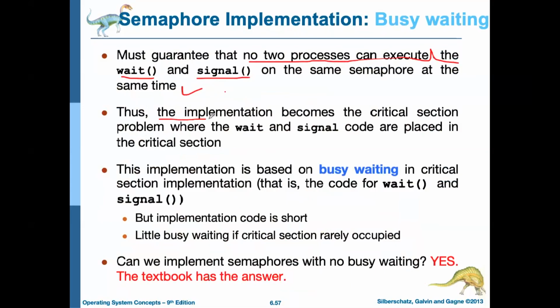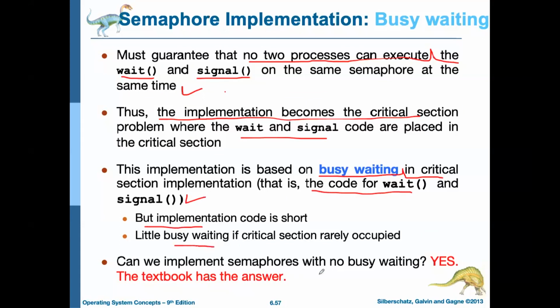Thus the implementation becomes the critical section problem, where the wait and signal code are placed in the critical section. This implementation is based on busy waiting in the critical section implementation. That is the code for wait and signal. This is a technique they are using now; we found the solution a couple of years ago, so we have to adapt this. The implementation code is short, with little busy waiting if the critical section is rarely occupied.